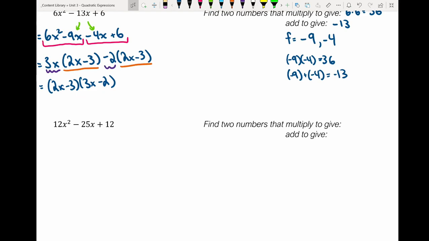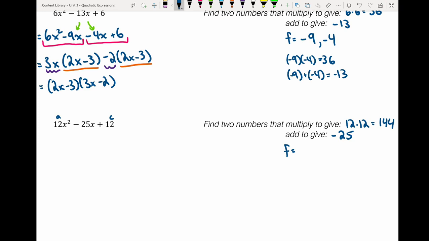So 12x squared minus 25x plus 12, we want to factor this. So I need to find two numbers that multiply to give 12 times 12, or a times c, which equals 144. And they have to add to give negative 25. So this one becomes a little bit trickier because we are dealing with larger numbers.